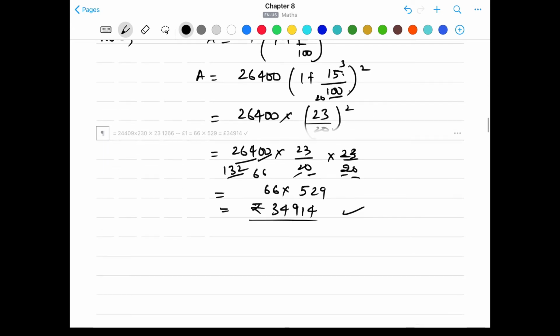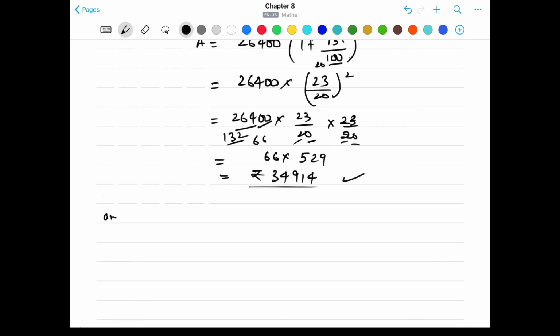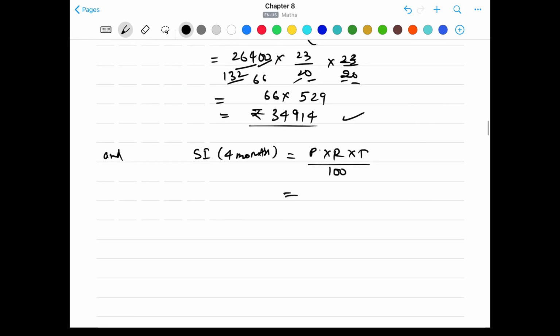Now taking this as the principal amount, we'll calculate simple interest for another 4 months. So we'll write CI for 4 months. That will be P into R into T by 100. P in this case will not be the earlier one; P, the principal, will be the amount after the 2 years, that is 34,914. Rate will be again the same, 15%, and time will be 4 months. When you change 4 months into years, it will be 4 by 12, divided by 100.